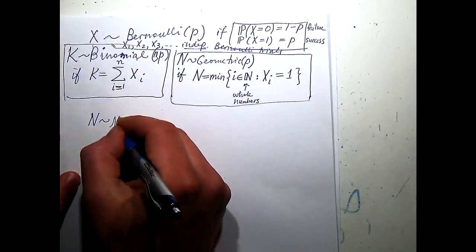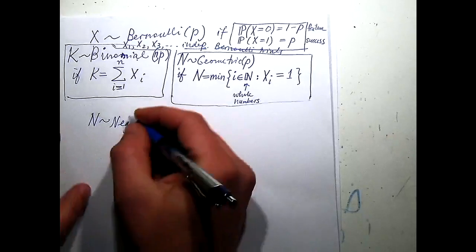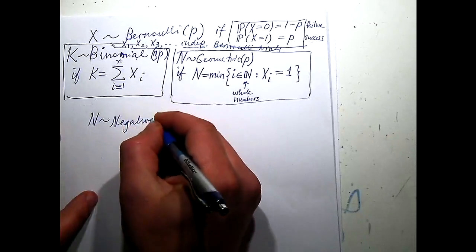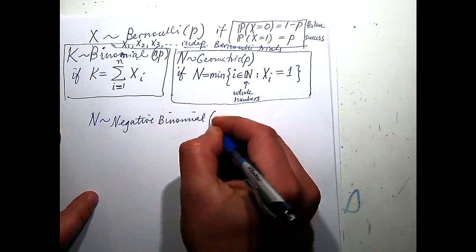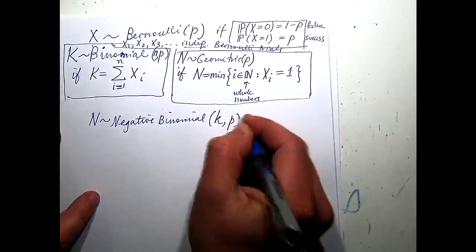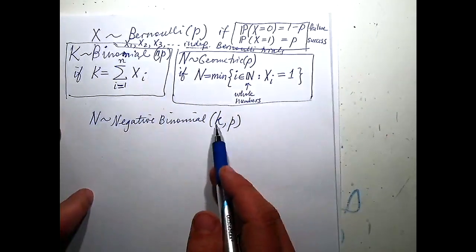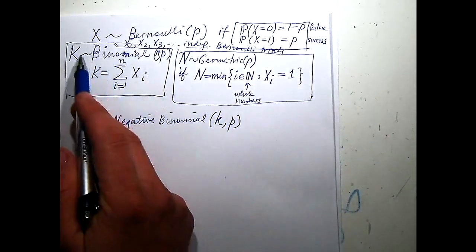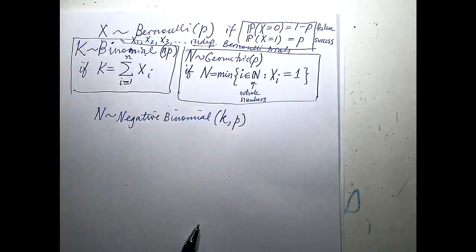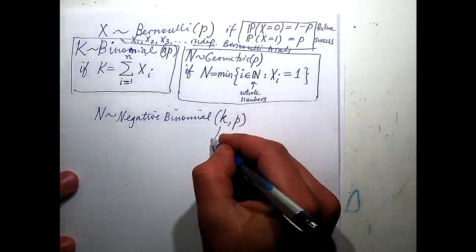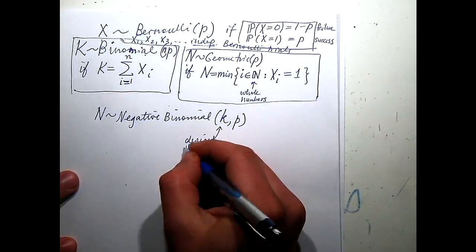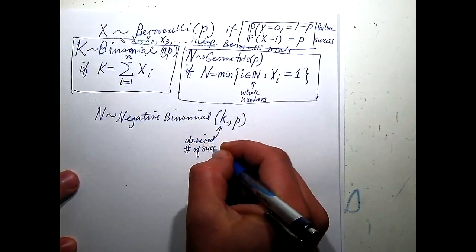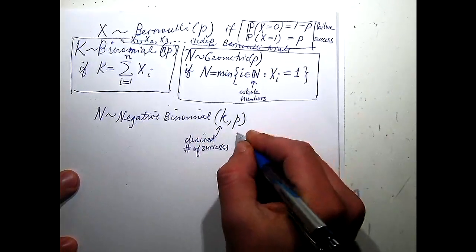N is going to be negative binomial, it has two parameters, k and p. And I guess I could have called it np like binomial. I like to use kp because that way I'm always using k for the number of successes. So, okay, k is the desired number of successes, and you stop after that desired number of successes.